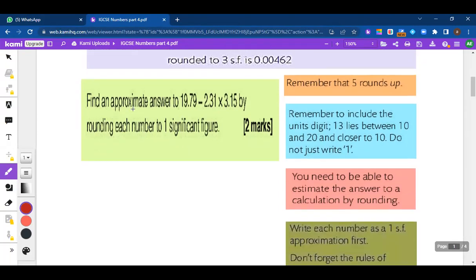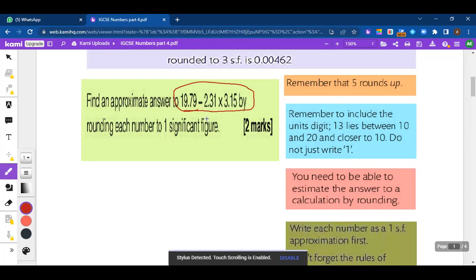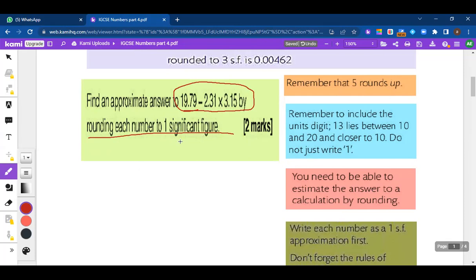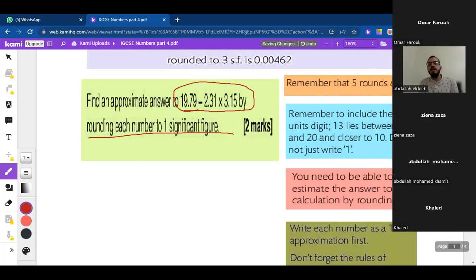Abdullah, can you read? Find an approximate answer to 19.79 minus 2.31 times 3.15 by rounding each number to one significant figure. Guys, any question like this, you round first before you answer. Round before calculating. Round before calculating.